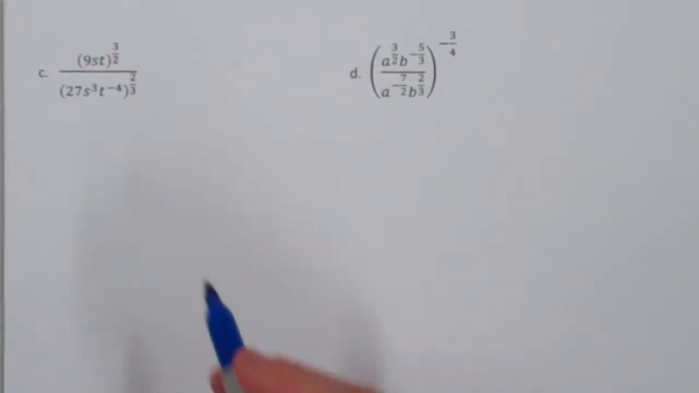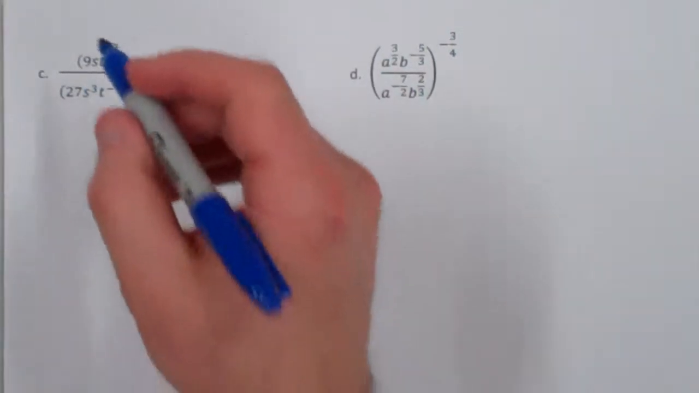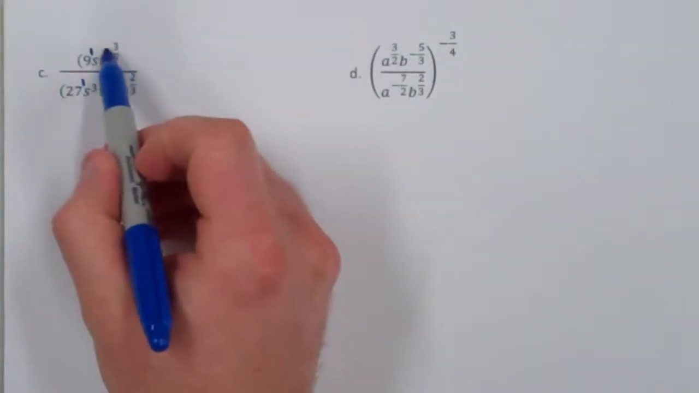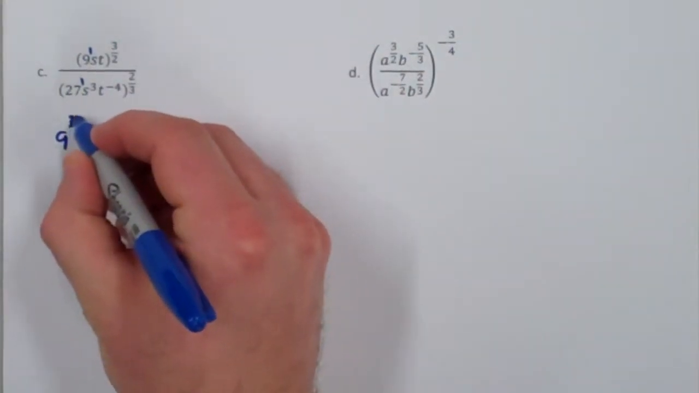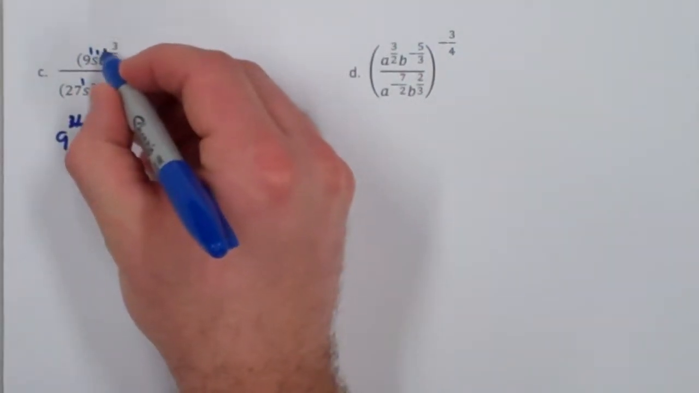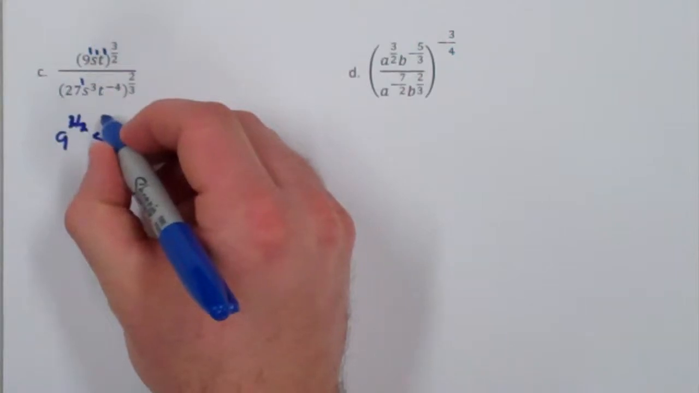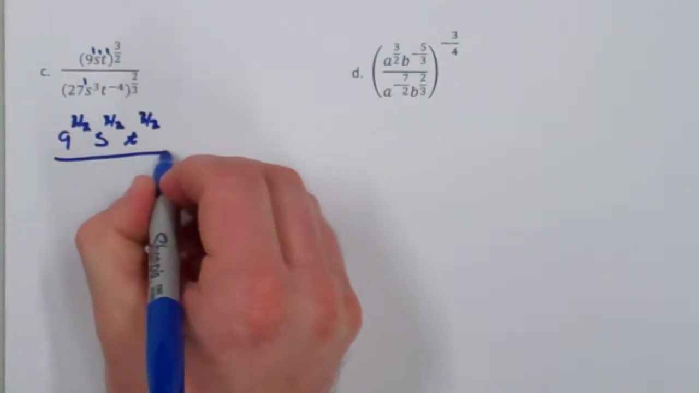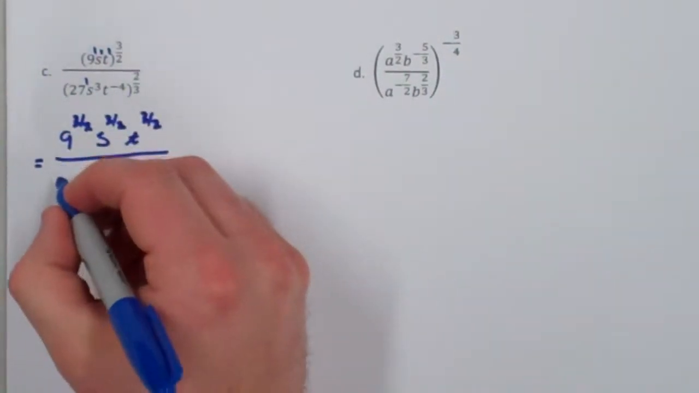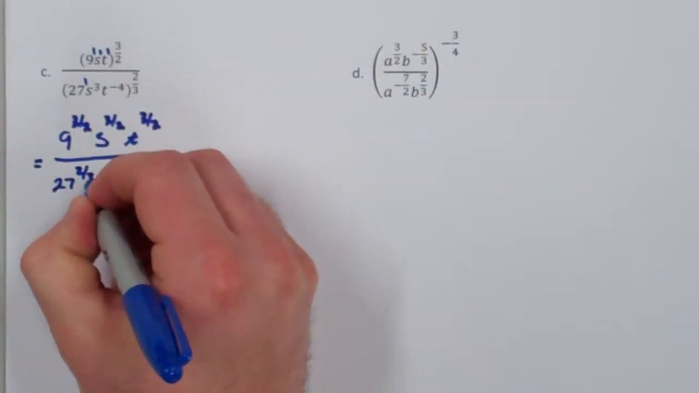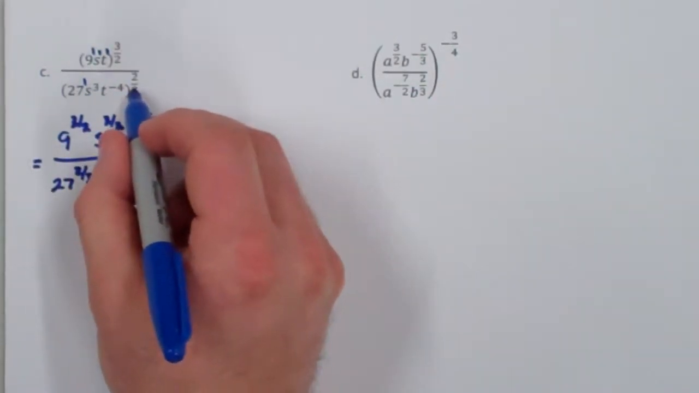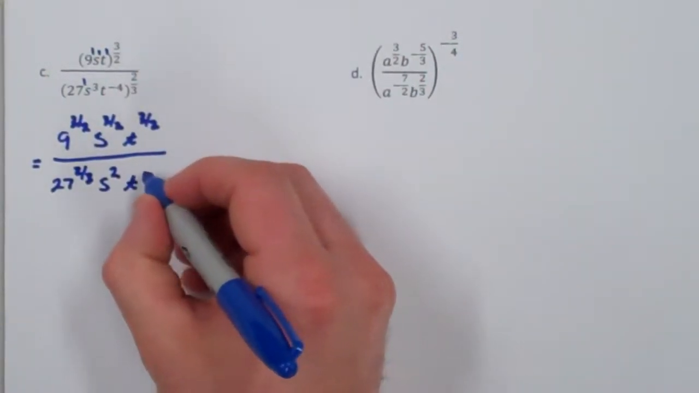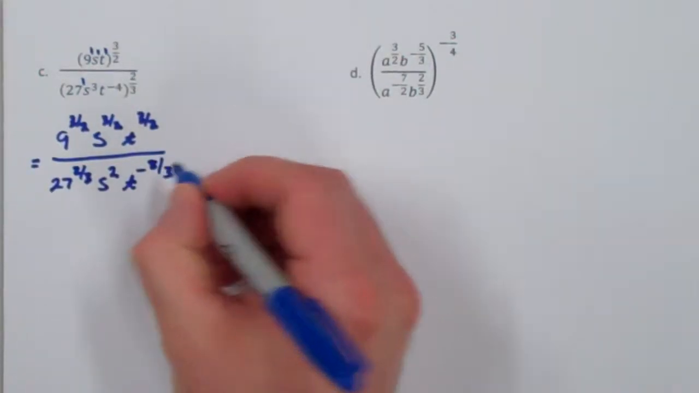So to take care of this one, we need to make sure to apply these, and remember that that's 9 to the first and 27 to the first. We're going to only multiply these exponents together. So that's 9 to the 3 over 2, and then s to the first and t to the first. So that'll be s to the 3 over 2 and t to the 3 over 2, all over the denominator, which is 27 to the 2/3. S to the third times 2, so 3 times 2/3 is just 2. And then we've got a t to the negative 8/3.